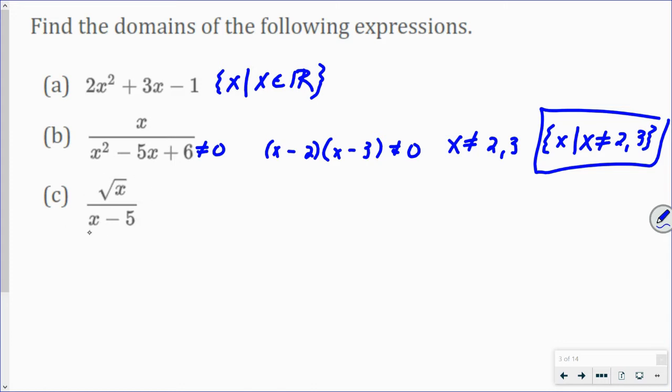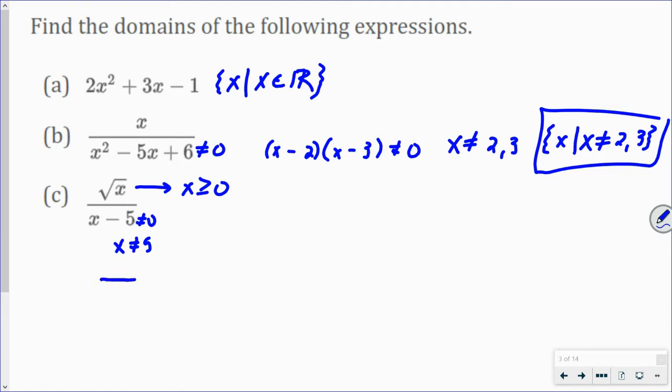Okay, here we're combining a few things. Remember, under the square root, it has to be bigger than or equal to 0. So from this part, x has to be greater than or equal to 0. But this cannot equal 0. And what makes that equal 0 is 5. So x cannot be 5.